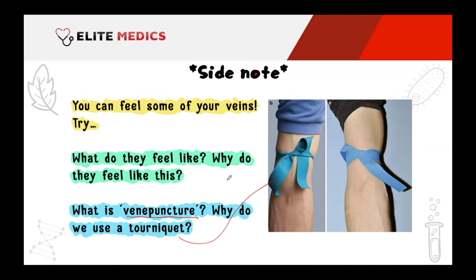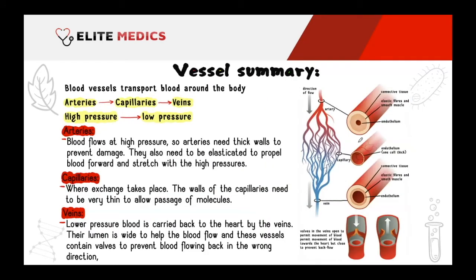Right. So that's a summary of the vessels. So we've gone through arteries, capillaries and veins, and we've talked about how they have different structures. So remember, arteries carry blood at a high pressure, veins at a lower pressure, and capillaries is where exchange takes place between the cells. Oxygen diffuses out and carbon dioxide diffuses in, okay? And remember, valves are in veins to keep blood flowing in one direction.